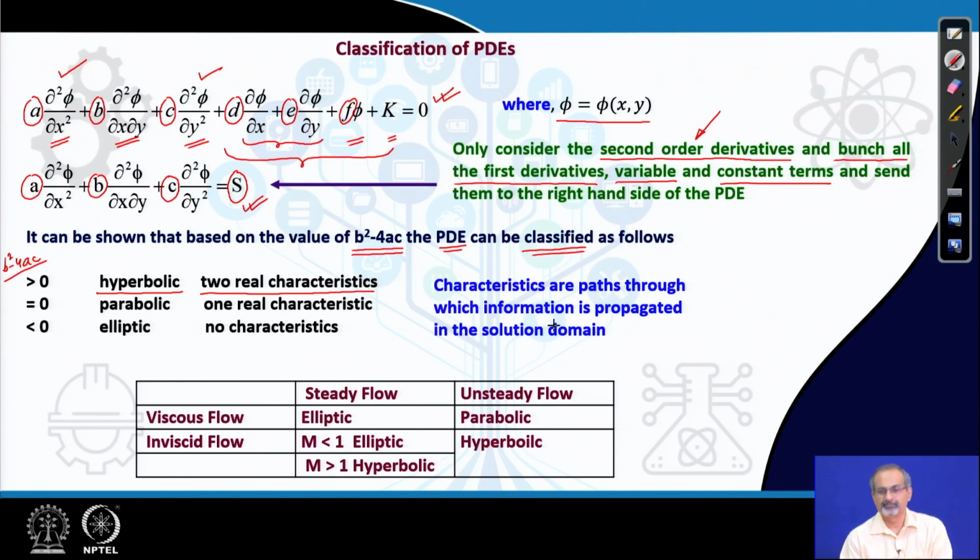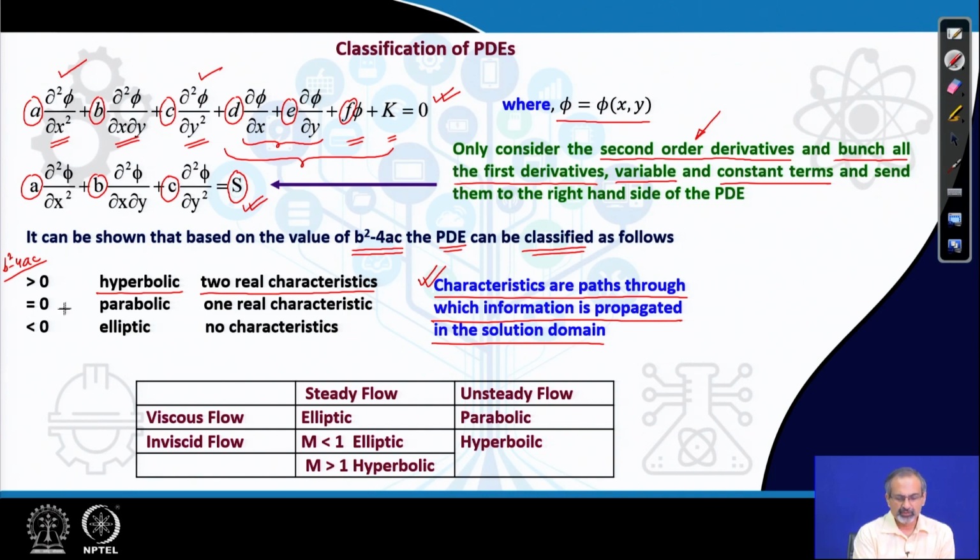What does that mean? Characteristics, we need to note, are paths through which information is propagated in the solution domain. So, we have to interpret characteristics in this way: if there are real characteristics coming from a hyperbolic kind of partial differential equation, then there are real paths along which information will propagate through the solution domain. We will be able to identify those paths.